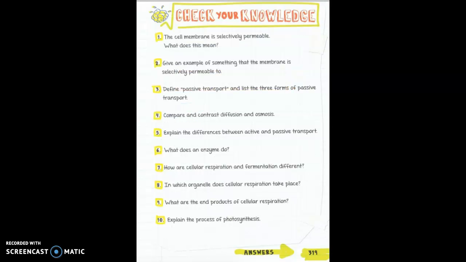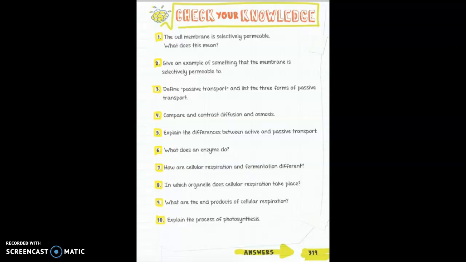So here's the check your knowledge. Now, I would suggest that you go ahead and answer these questions. I will also post the answers to this so that you can check them yourself, but it'll only help you learn the content. So number one, the cell membrane is selectively permeable. What does this mean? Number two, give an example of something that the membrane is selectively permeable to.